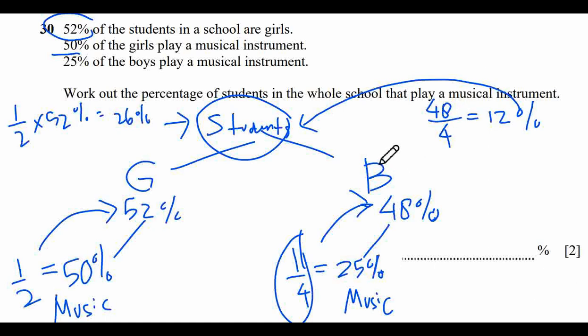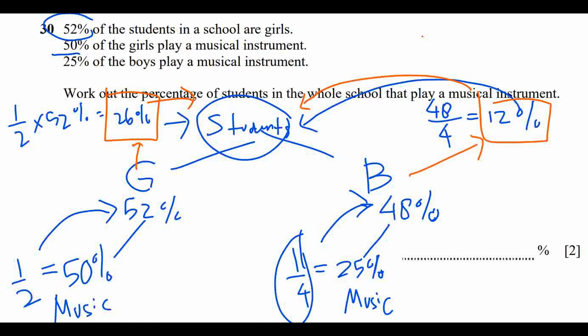So now we have 12% from the boys group and 26% from the girls group. So altogether 26 plus 12 is equal to 38%. So this is 38%.